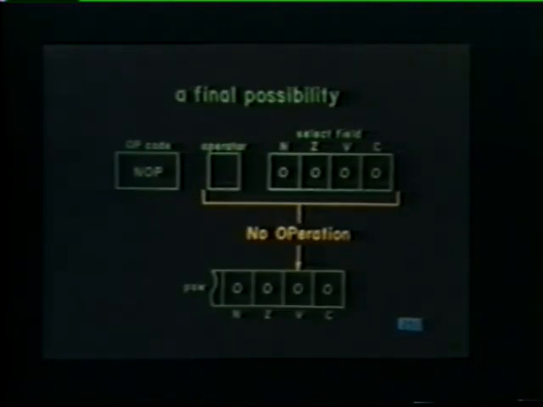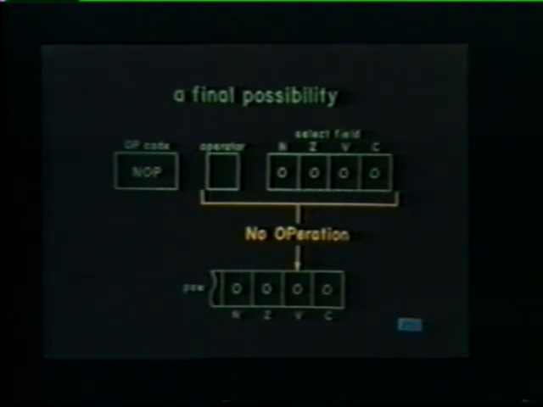One final possibility exists that we haven't yet mentioned. Suppose nothing has been selected for use. Well, then it doesn't matter whether the operator specifies a set or a clear function because no bit is affected. Therefore, this instruction performs no operation and is a no-op instruction.